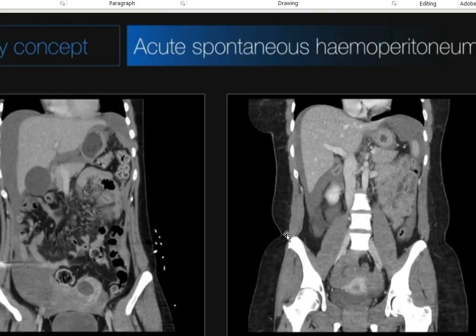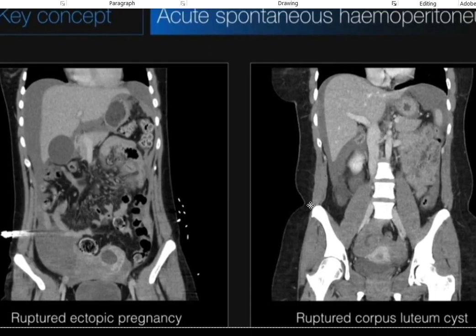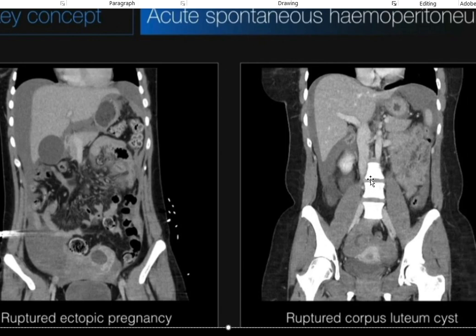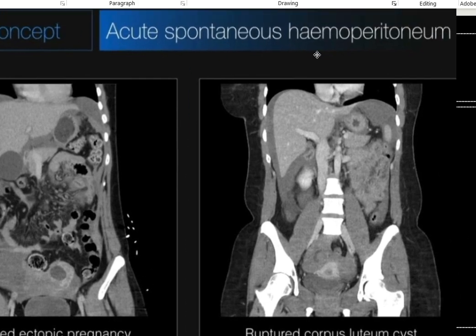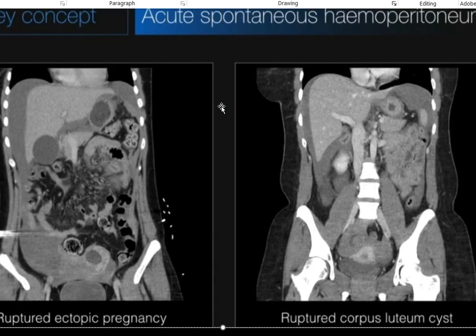When we talk about ectopic, the two important differential diagnoses are ruptured ectopic or ruptured corpus luteal cyst. Since UPT was positive, we are suspecting it to be a ruptured ectopic case. These are the most common cause of spontaneous hemoperitoneum in a reproductive age female.